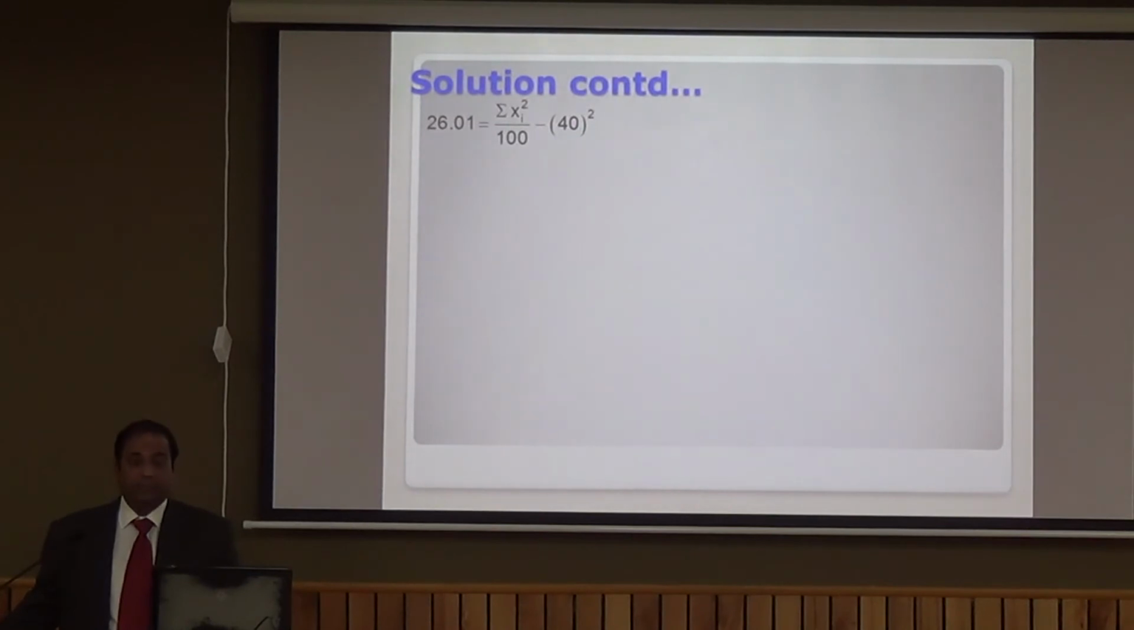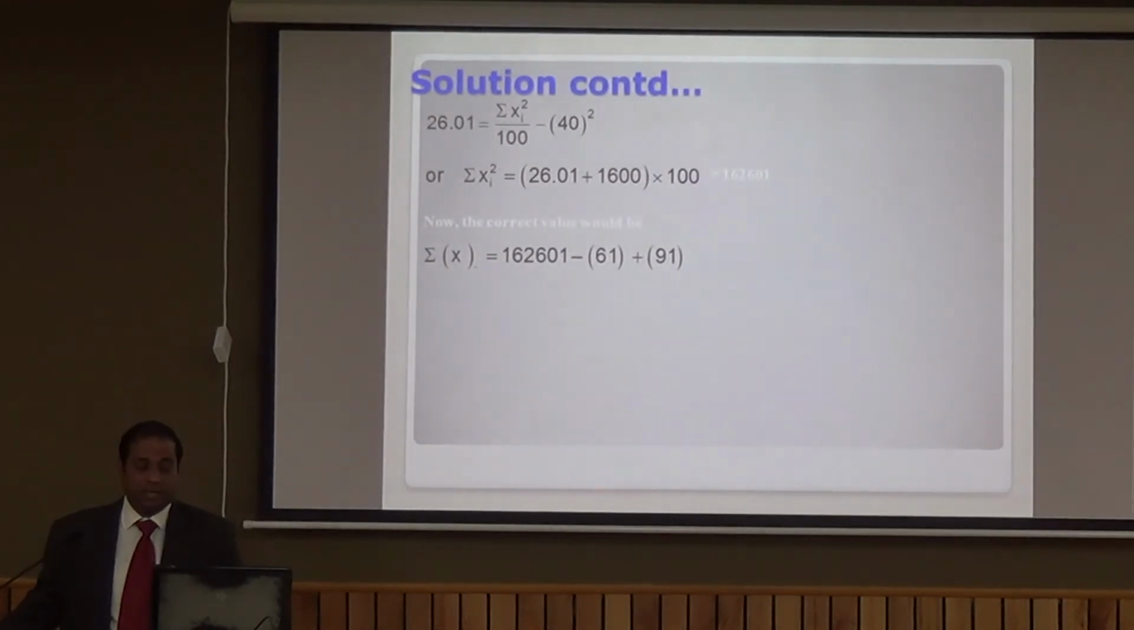Now first we will calculate the summation of xi square using the formula. 26.01 is equal to summation xi square upon the number of observations minus the mean whole square. This way we calculate the summation of xi square. That becomes 1620601. Now the correct value can be found by the formula: correct summation of xi square is equal to the incorrect value of xi square minus the incorrect value squared and adding the correct value squared. So we get the correct summation xi square as 167161.